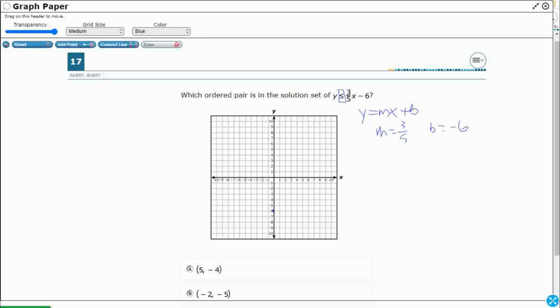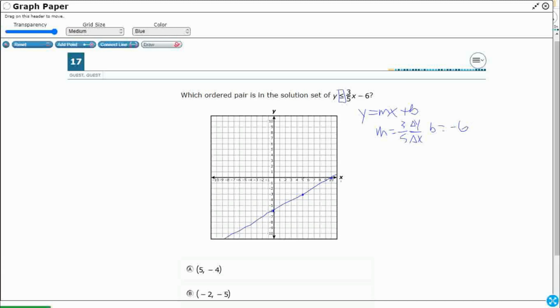And then take a look. They've given us a slope of, remember, the rise, the change in y, over the change in x, the run. So we're going to go up 3, 1, 2, 3, and then over 5. Okay, so there's another point. We're going to go up 3 again. That's right on the x-axis. We're going to go over 5 again. All right, so look, that's my line.